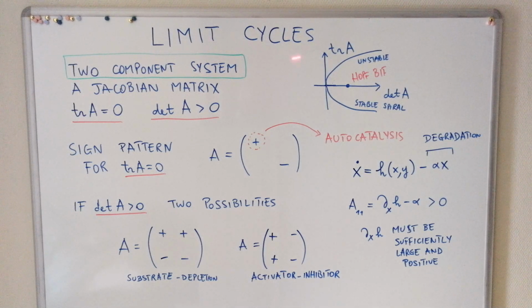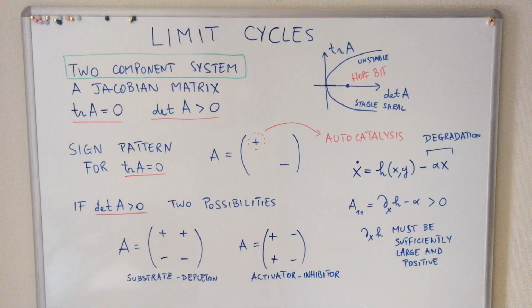All right, we continue the discussion of limit cycles for two-component systems. For a two-component system, we know that we can fully characterize the nature of the fixed points by plotting the trace and determinant of the Jacobian matrix. In particular, the Hopf bifurcation point is here, where the determinant is positive and the trace is equal to 0. This point is at the boundary between a stable spiral and an unstable spiral.